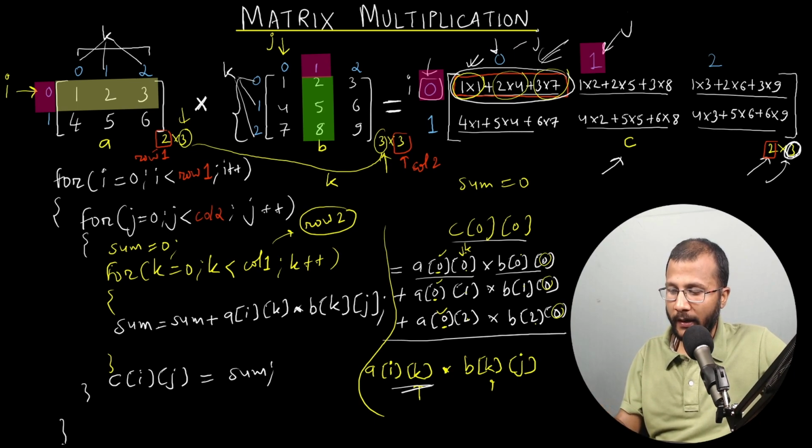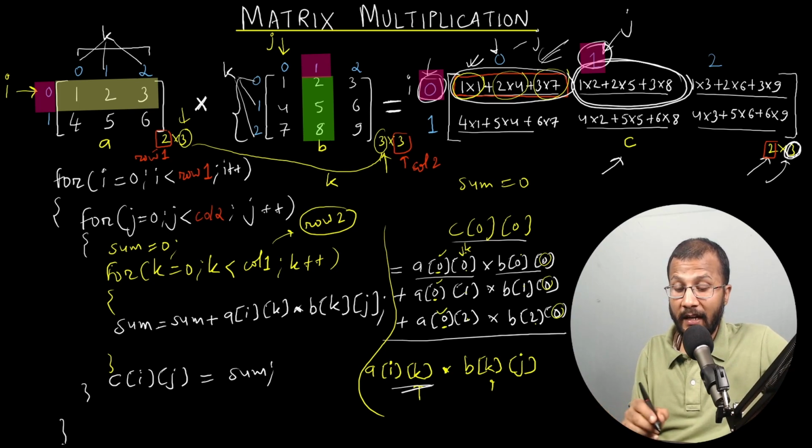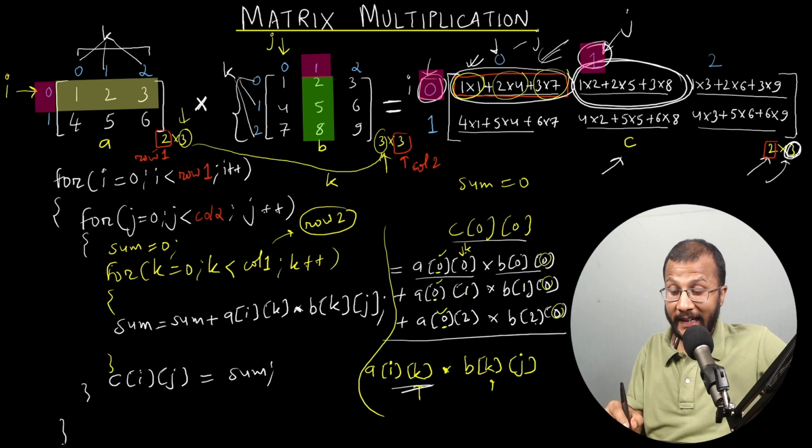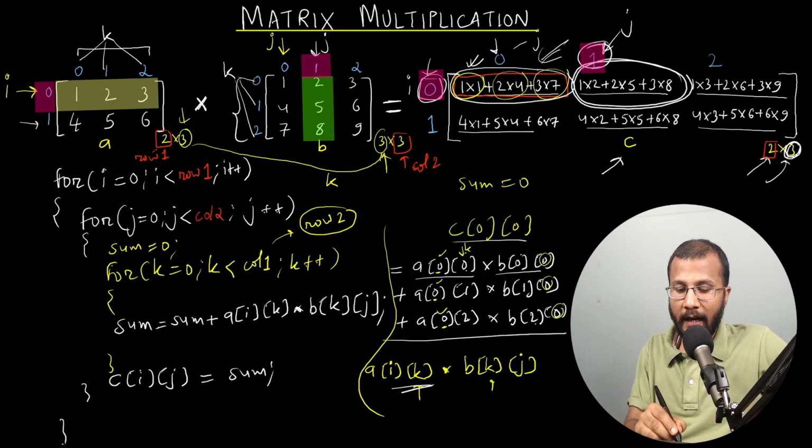Now J is 1 and I is still 0. So I'm trying to find out this value. Now to find out this value, J is 1, right? So whenever J is 1 and I equals 0, I0 means I'll catch hold of the first row of my matrix A, and J equals 1 indicates that I'll catch hold of the second column of matrix B, that is the column indexed with J equals 1.